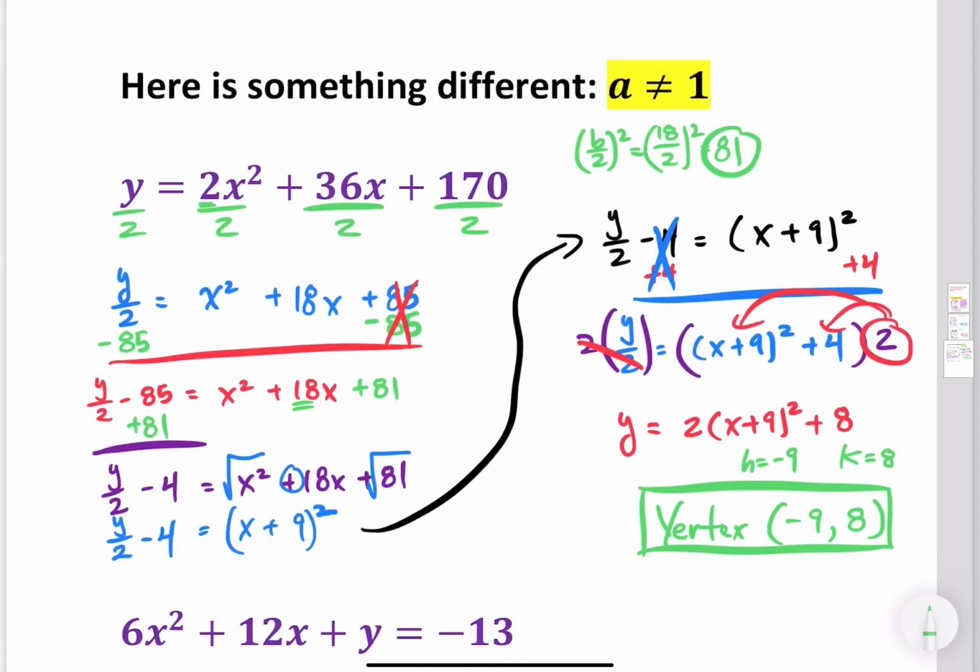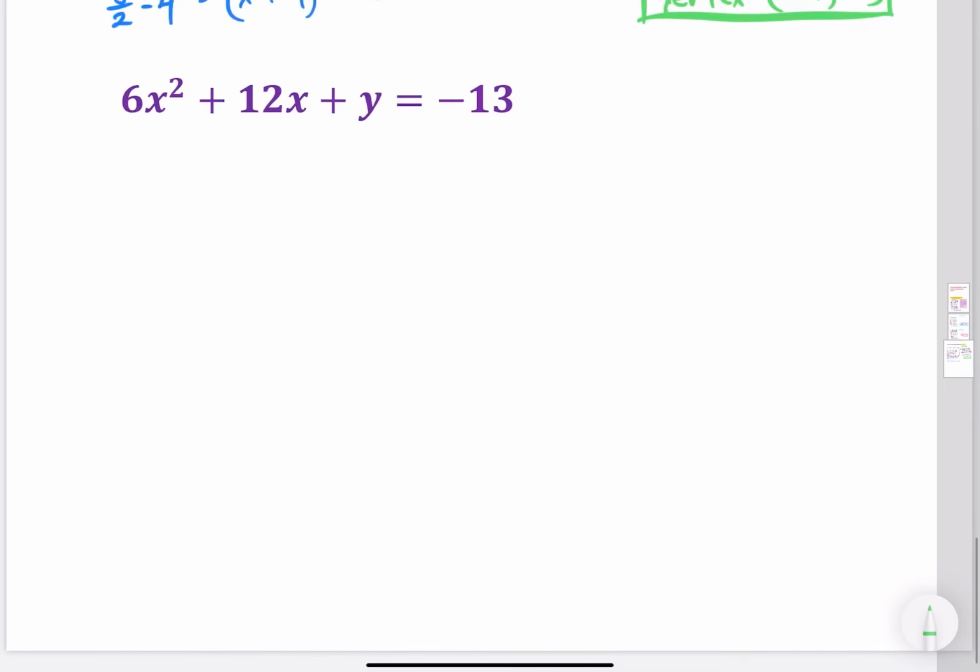Okay, so let's try one more, make sure we've got this. If we take a look at this last one here, we've got 6x squared plus 12x plus y is equal to negative 13. And again, we want to get our x's by itself. And we notice that in front of our x squared, we have that 6. So the first thing that we're going to do here is go ahead and get rid of that 6 by dividing by 6.